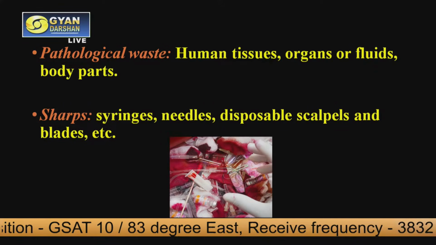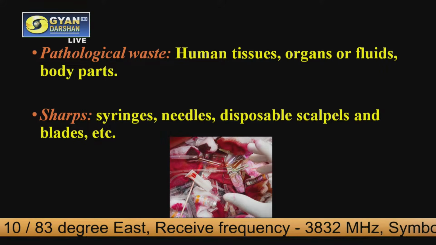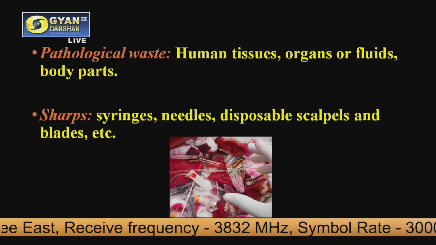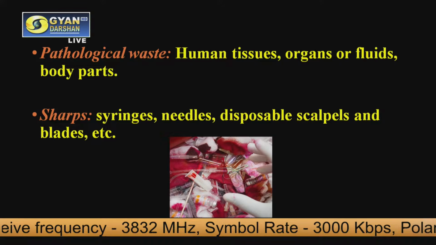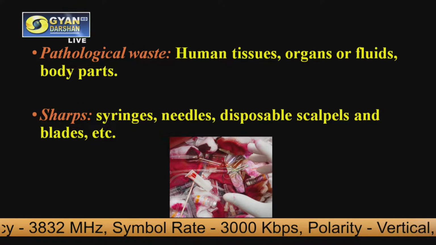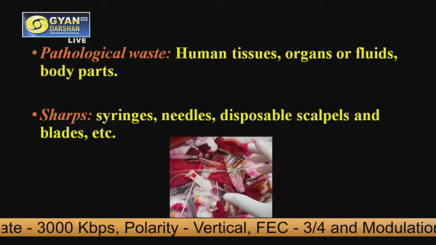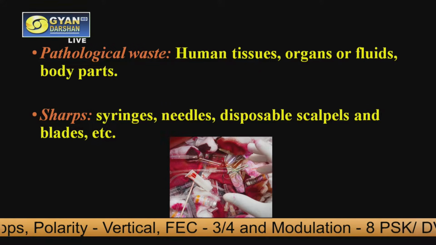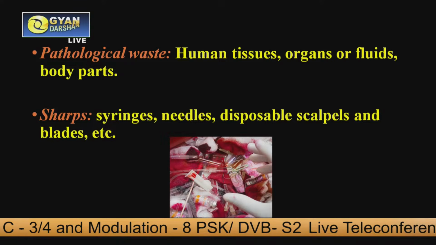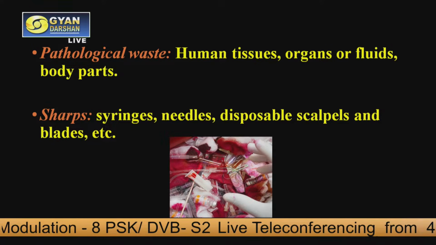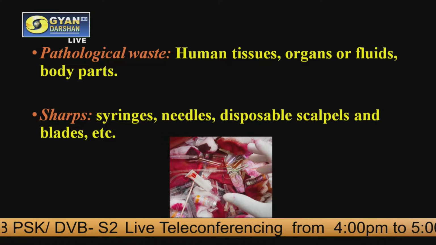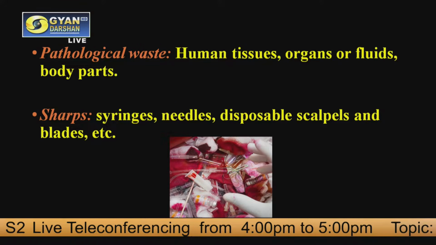Now under the infectious waste, we have the pathological waste and we have the sharps. The pathological waste can consist of human tissues, organs or fluids and body parts. The sharps can contain syringes, needles, disposable scalpels and blades, etc. Here in this photograph, you can see how the bandages and dressings are contaminated with blood and bodily fluids.